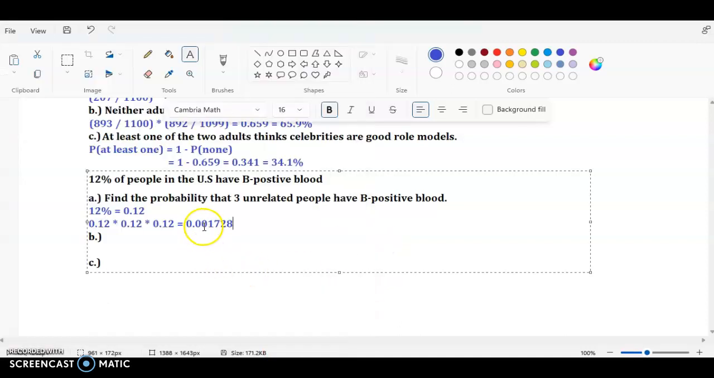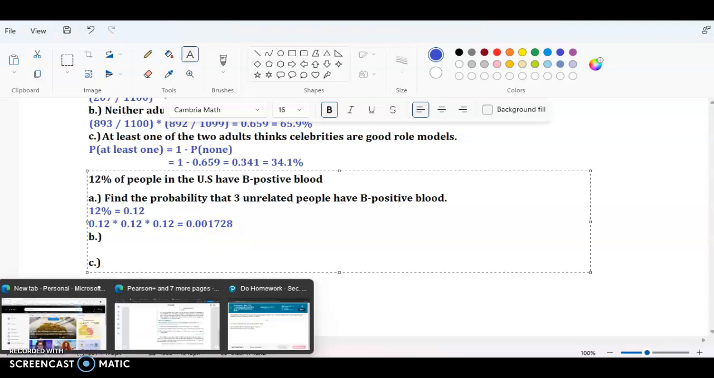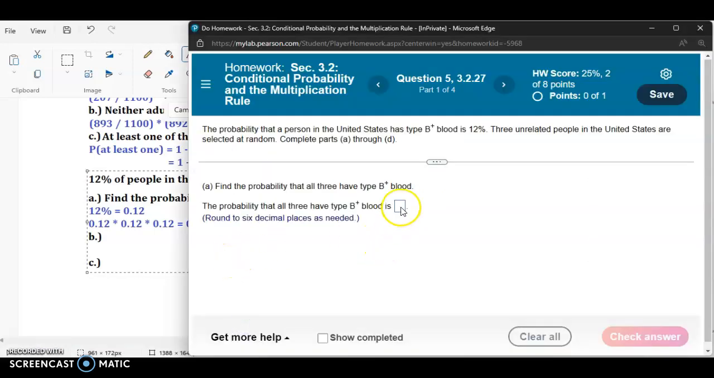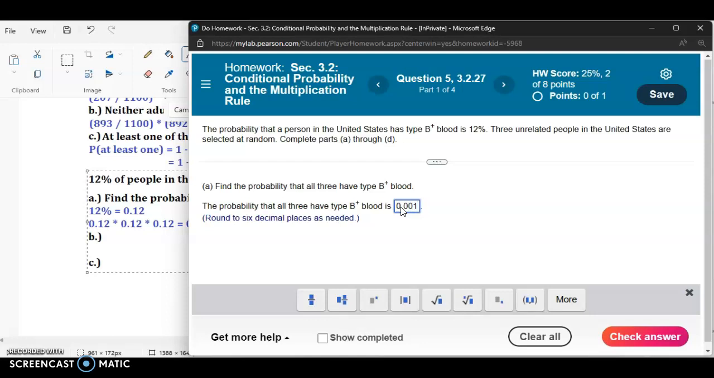Okay, so we're going to round that to 6 decimal places. So 1, 2, 3, 4, 5, 6. So the answer has exactly 6 decimal places. So we're going to type in the full answer as it is in the calculator. So 0.001728.